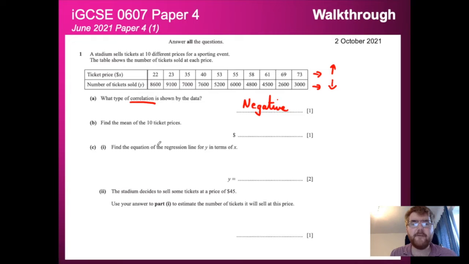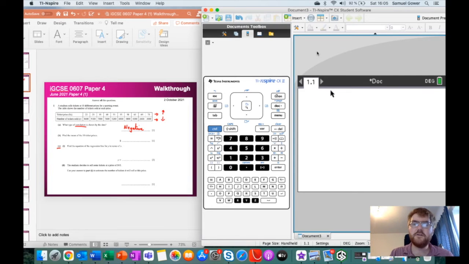Now, question B, find the mean of the 10 ticket prices. You could do this manually by adding these up and dividing by 10, but I'm going to use my graphical calculator because it's also going to help me with part C as well. Make sure you have your graphical display calculator in front of you because this is going to save us a lot of time in the exam. I used the TI Inspire, but you may well use the Casio CG50 or the TI-84. There's quite a few graphical calculators out there. I personally would recommend this one, but it is really up to you.